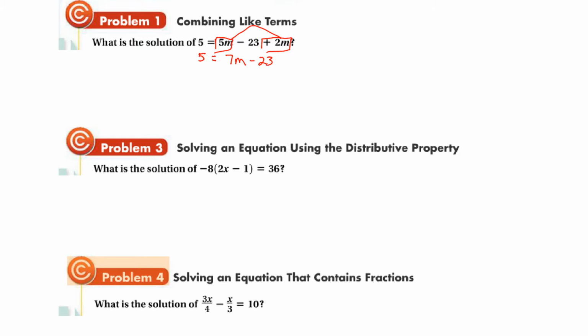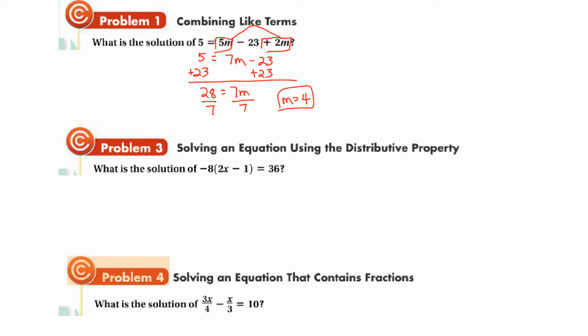Then I would go to step 4, undo any addition or subtraction. So I'm going to undo my minus 23 by adding 23 to both sides, which gives me 28 equals 7m. So my last step, undo any multiplication or division. 7 times m, I'm going to undo by dividing by 7, and I get m equals 4.